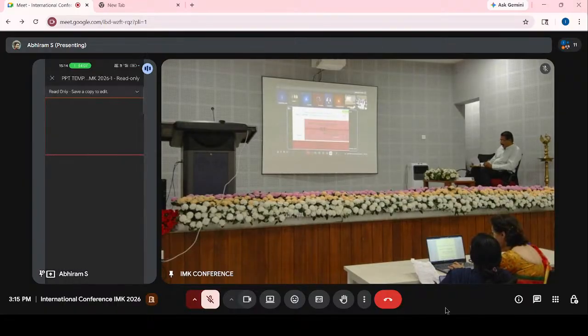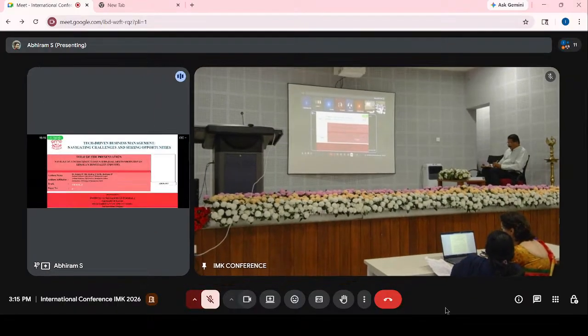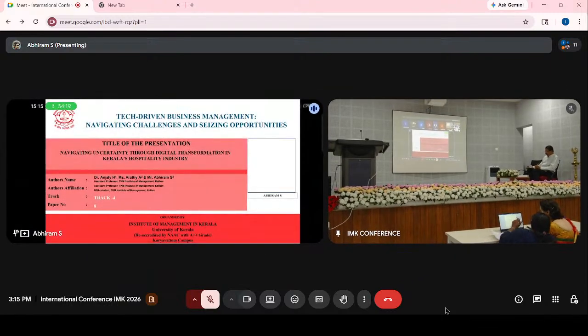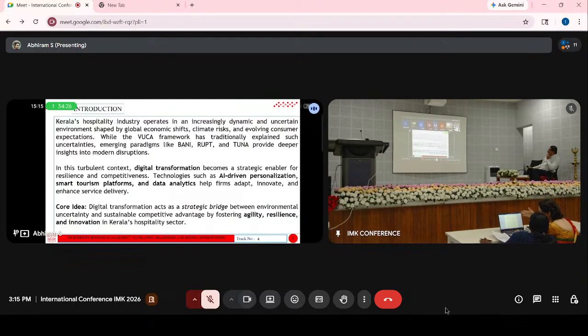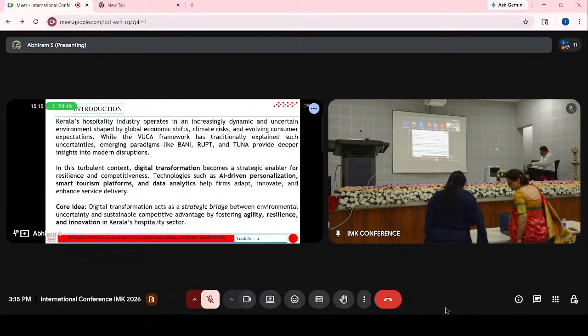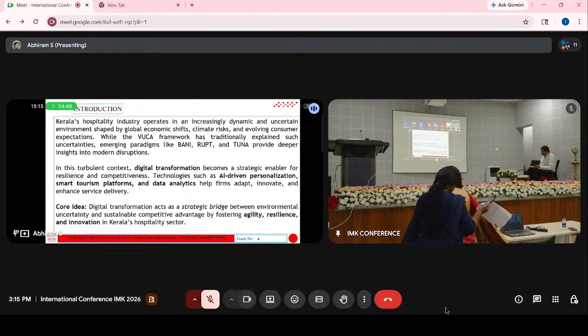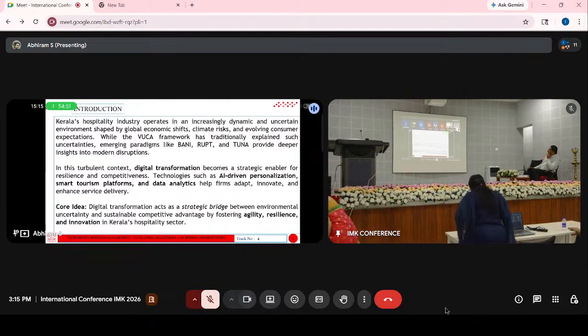Good evening, all. I'm very happy to present our research paper on the topic Navigating Uncertainty Through Digital Transformation in Kerala's Hospitality Industry. Kerala's hospitality industry operates in an increasingly dynamic and uncertain environment shaped by global economic crisis, climate risk, and evolving customer expectations. While the VUCA framework has traditionally explained such uncertainties, emerging paradigms like BANI and TUNA provide deeper insights into modern disruptions. In this turbulent context, digital transformation becomes a strategic enabler for resilience and competitiveness.